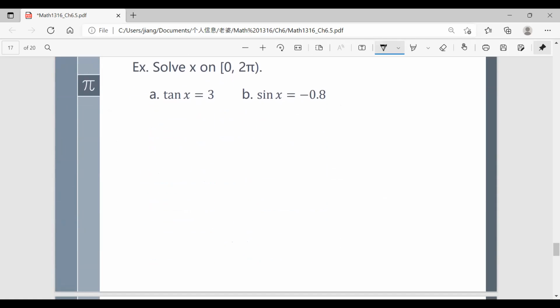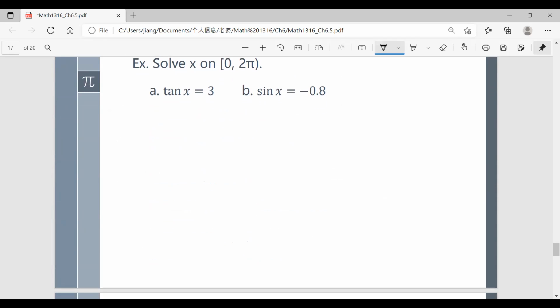So next one, solve for x on 0 to 2 pi. Tangent x equals 3. This one, we can't use a special angle to solve it. We can use our calculator to find x. It's on 0 to 2 pi, so tangent x is a positive number. ASTC, so it's here or here.